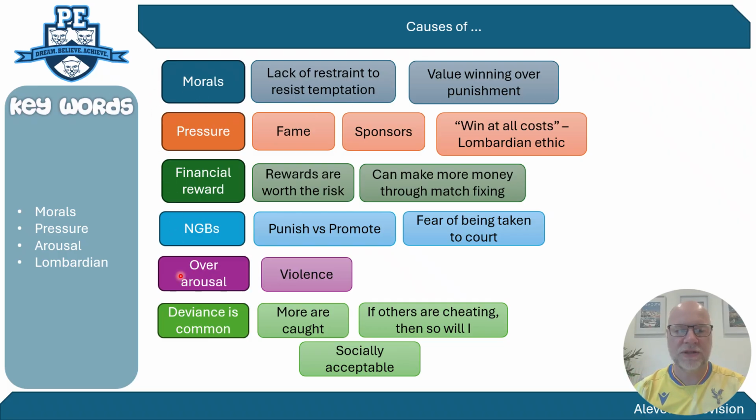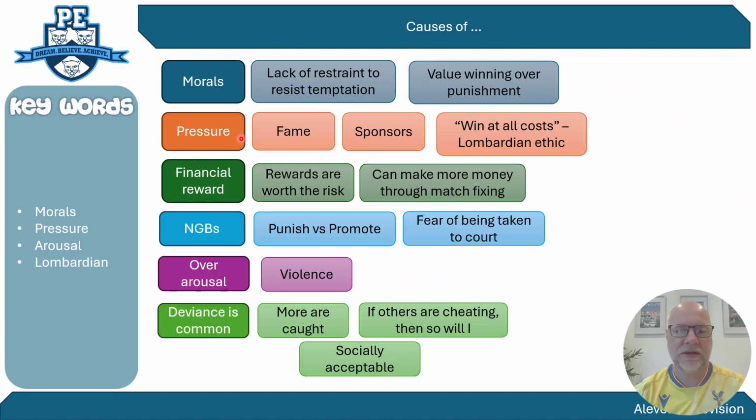So I've tried to break it down into key areas, and if you could try and remember the key cause and then bring in an explanation of those key causes. So basically, individuals' morals and morality come into play. And generally we have a lack of restraint to resist the temptation of the money or whatever is associated with the benefit of cheating. And the overall value of winning and what you gain from winning is often higher than the punishment. So it's worth the risk, and that's what a lot of players will go with. It's worth cheating just in case you get away with it, and you make more money cheating.